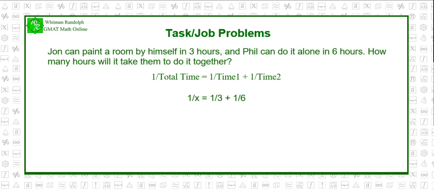We know that John can do the job in 3 hours, so 1/3 represents the portion of the job he can do in 1 hour. That is, he can do 1/3 of the job in 1 hour. Phil then can do 1/6 of the job in 1 hour. And working together, they can do 1/3 plus 1/6 of the job in 1 hour. Let's solve the equation for x and continue our explanation.